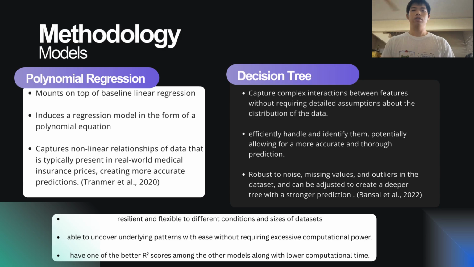On the other hand, decision trees are suitable for predicting medical insurance prices because of their ability to capture complex feature interactions without needing detailed assumptions about the data distribution. It effectively manages nonlinear and non-parametric relationships, making it robust against noise, missing values, and outliers. Moreover, decision trees can be adjusted for deeper insights and stronger predictions.